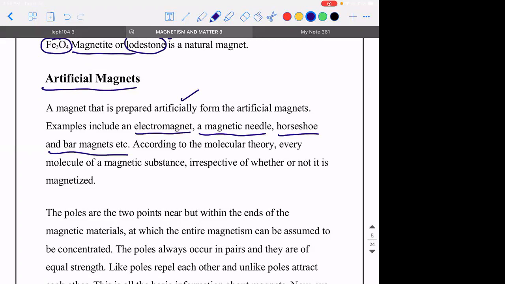So according to molecular theory, every molecule of a magnetic substance, irrespective of whether or not it is magnetized, has magnetic properties. There's an important point. I told you, right? Every material will have the magnetic property associated with it. The extent to which it can exhibit the magnetic property differs. Okay.